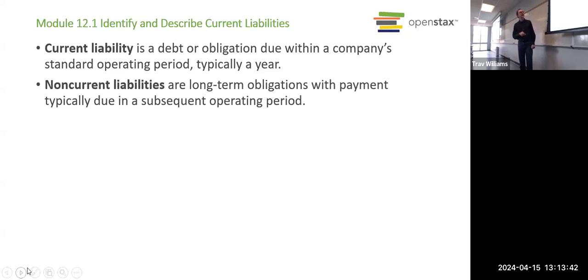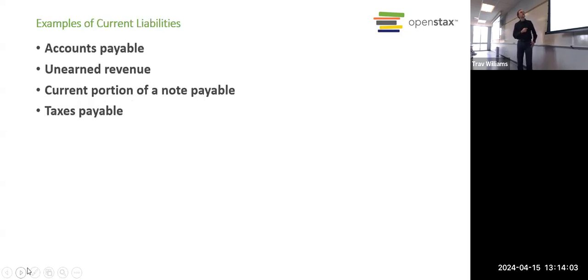To define what is current versus non-current. So a debt that has to be paid within a year is what we'll call a current liability. And then if it's a debt that's going to be paid after more than a year, it's non-current. What would be another word for non-current? Long-term, right?